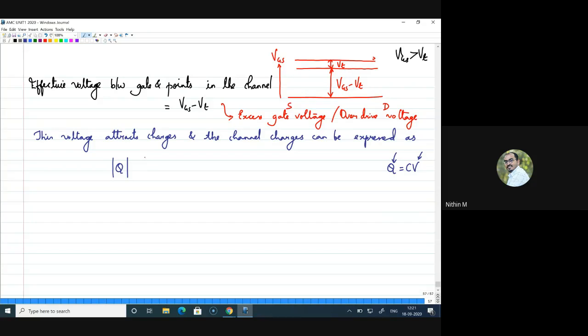Now I can write Q is proportional to the effective voltage, which is VGS minus VT. That is the effective voltage, right? Now I can take out this proportionality if I find the capacitance there, right? So this should be equal to C times VGS minus VT. Then I should actually write the capacitance here. Now what is the capacitance?